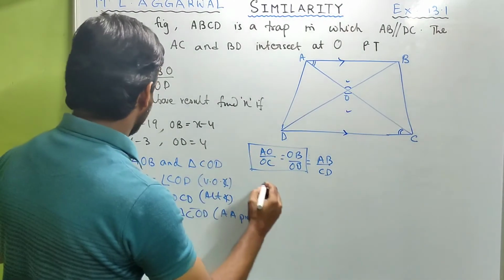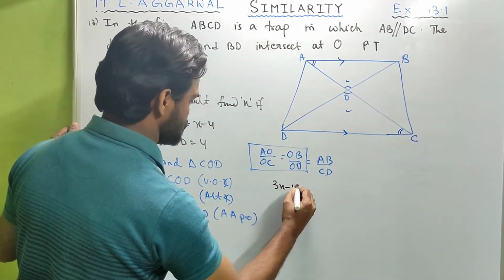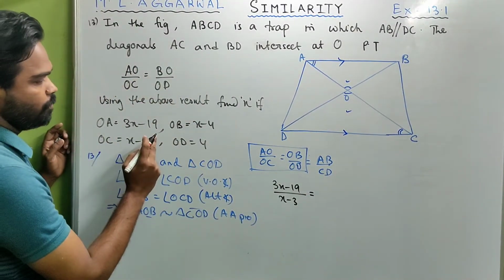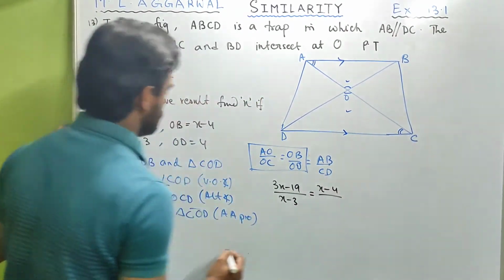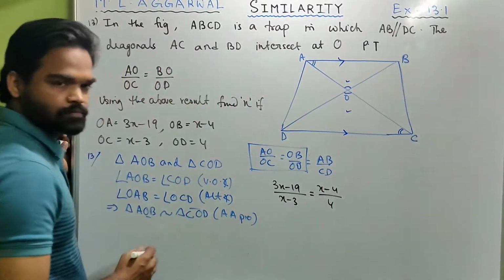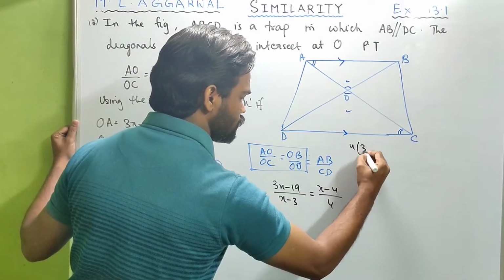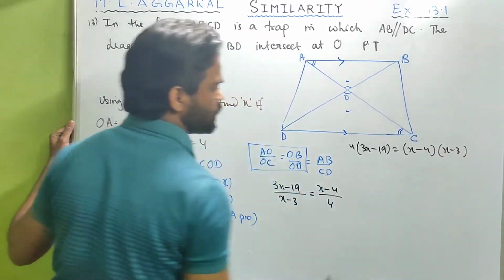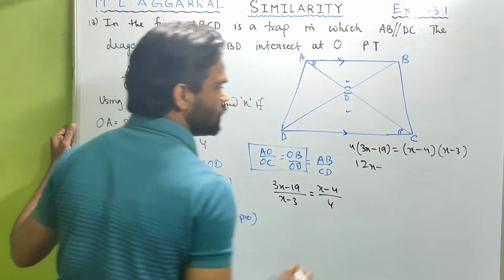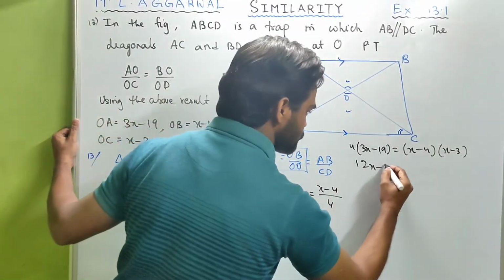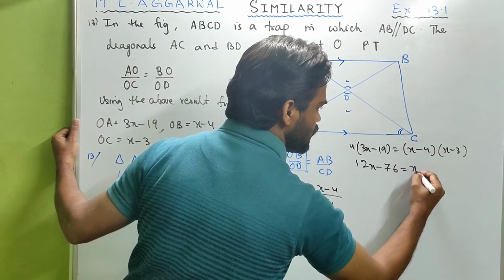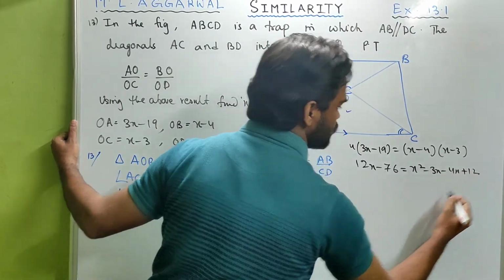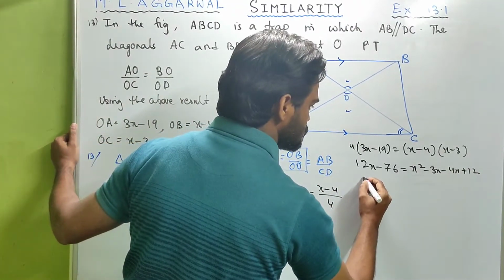The value of x. OA is 3x minus 19. OC is x minus 3. OB is x minus 4. And OD is 4. So this becomes what? 4, 3x minus 19. We're just simplifying it, okay? x minus 4, x minus 3. So that's 4 times 3 is 12x minus 4 into 19, that's 76, equal to x square minus 3x minus 4x plus 12.